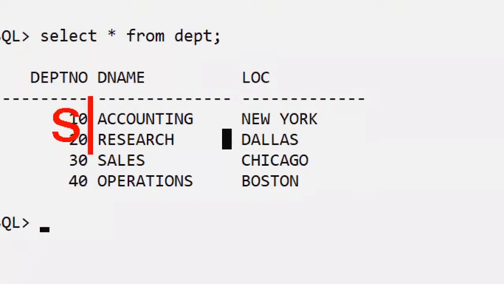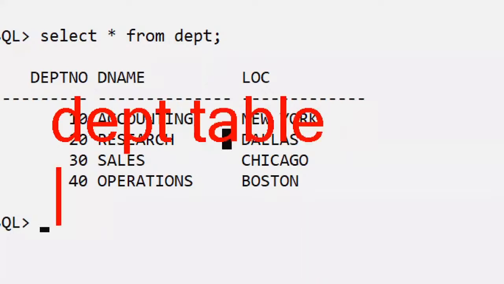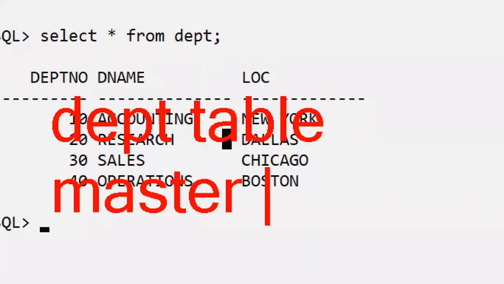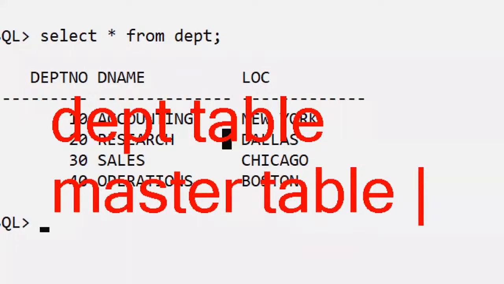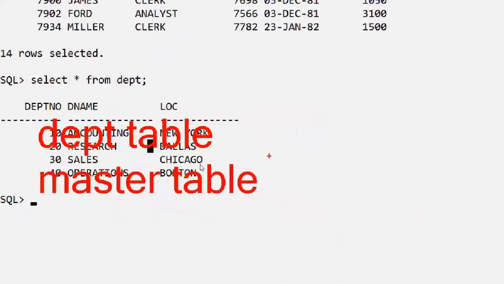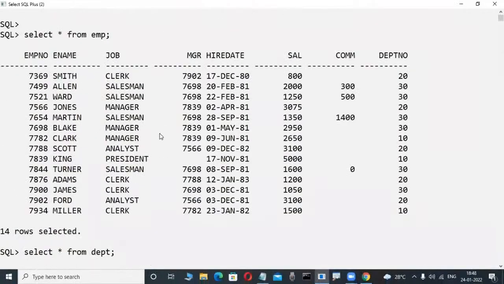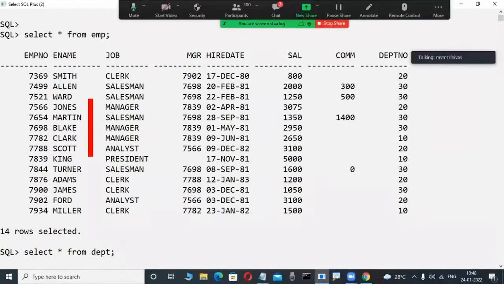DEPT table is a what? A master table. What is this one? A small table. This is a master table, Oracle Corporation giving. Again here, EMP table is a what? A child table. Really, EMP is a child table.